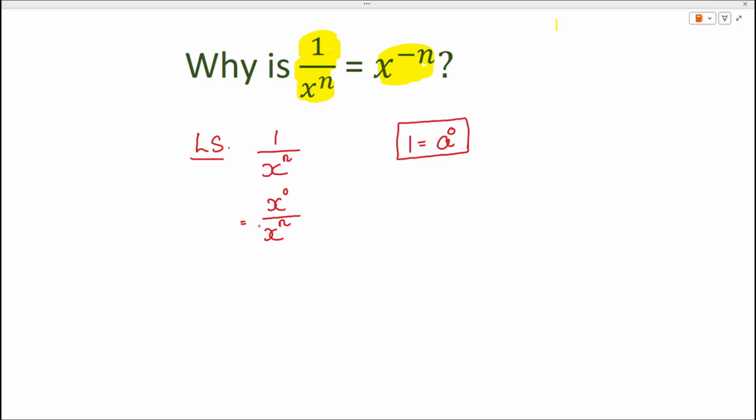Now, because the bases are same in division, the exponents will be subtracted. This is the quotient rule for the exponents. So this becomes x raised to the power 0 subtract n, which is equal to x raised to the power of negative n, which is equal to the right hand side. Hence, we have been able to prove that 1 over x raised to the exponent n can also be written as x to the exponent of negative n.